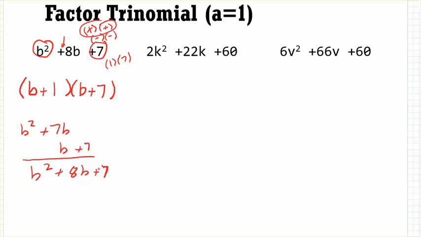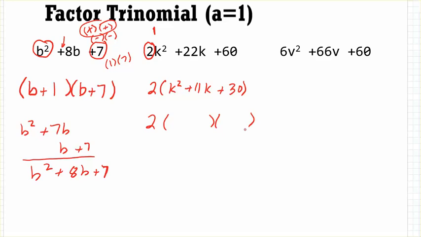Okay, the next one, we have 2k squared plus 22k plus 60. Now the first thing you want to look at is that first term. It would be nice if that was a 1. Fortunately, each of these are even, so we can factor out a 2. So then we get a k squared plus 11k plus 30. So now what we're going to be looking at is 2 times a pair of binomials.